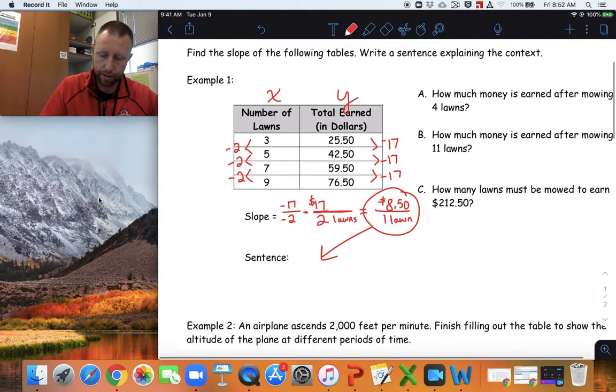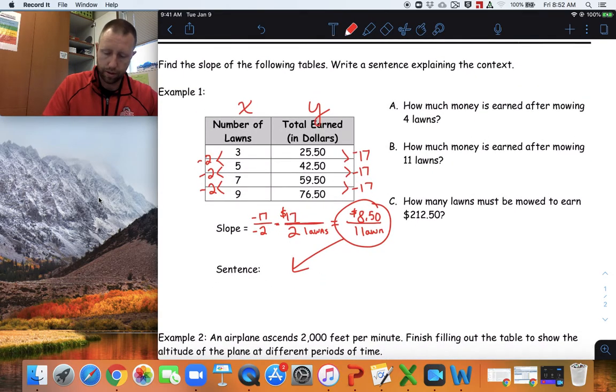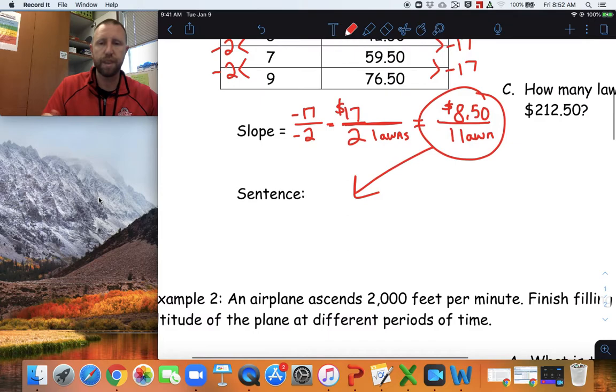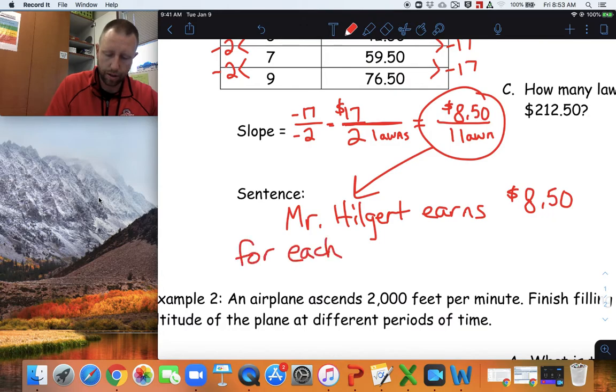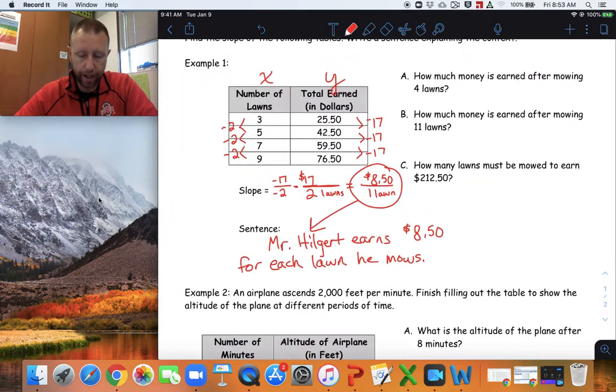And do we have a name for this one? We don't. So I'll make my sentence just a little bit better and say, Mr. Hilgert earns, and we'll say $8.50 for each lawn he mows. Okay, so for here, I've got some questions on the side that I have to answer from that now.